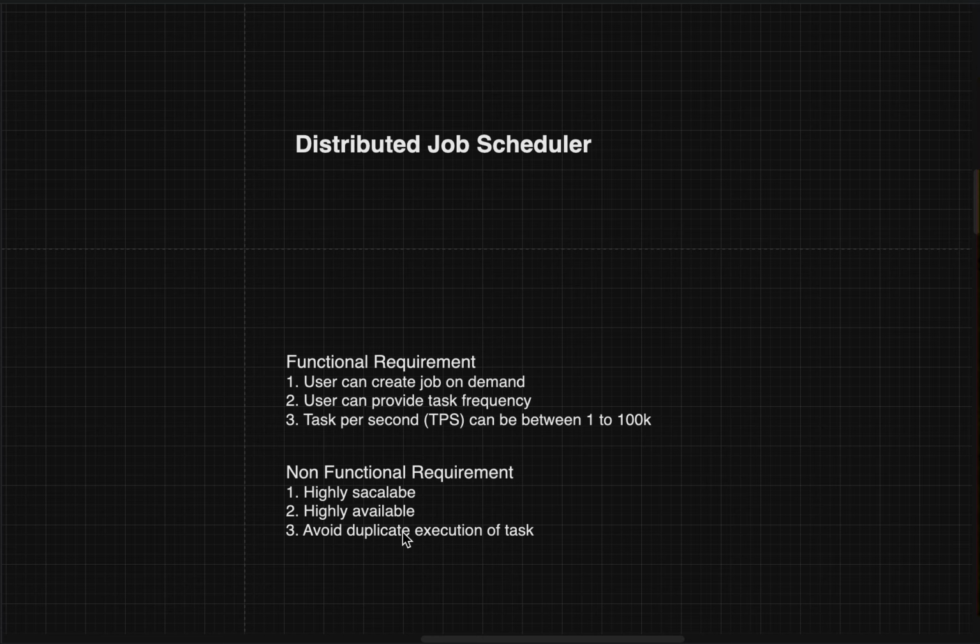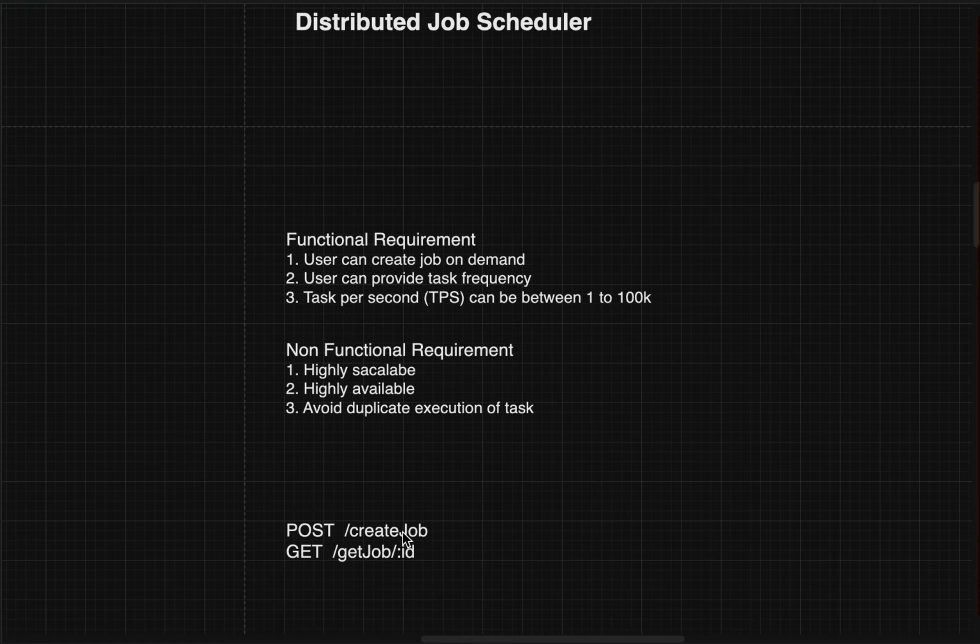So let's start with the design of this job scheduler. We will be creating two APIs. First is a create job API. It is a POST API where we'll be receiving inputs of what type of job it is, what the frequency will be, and when it is expected to be executed.